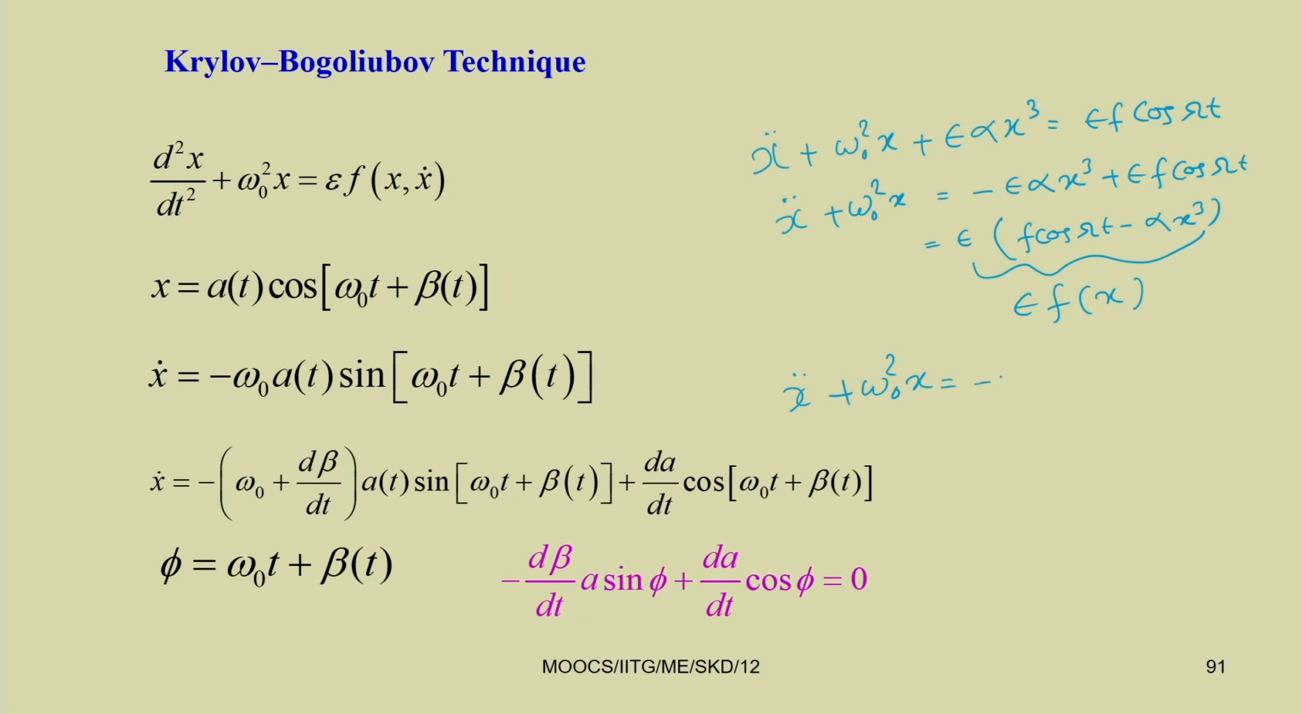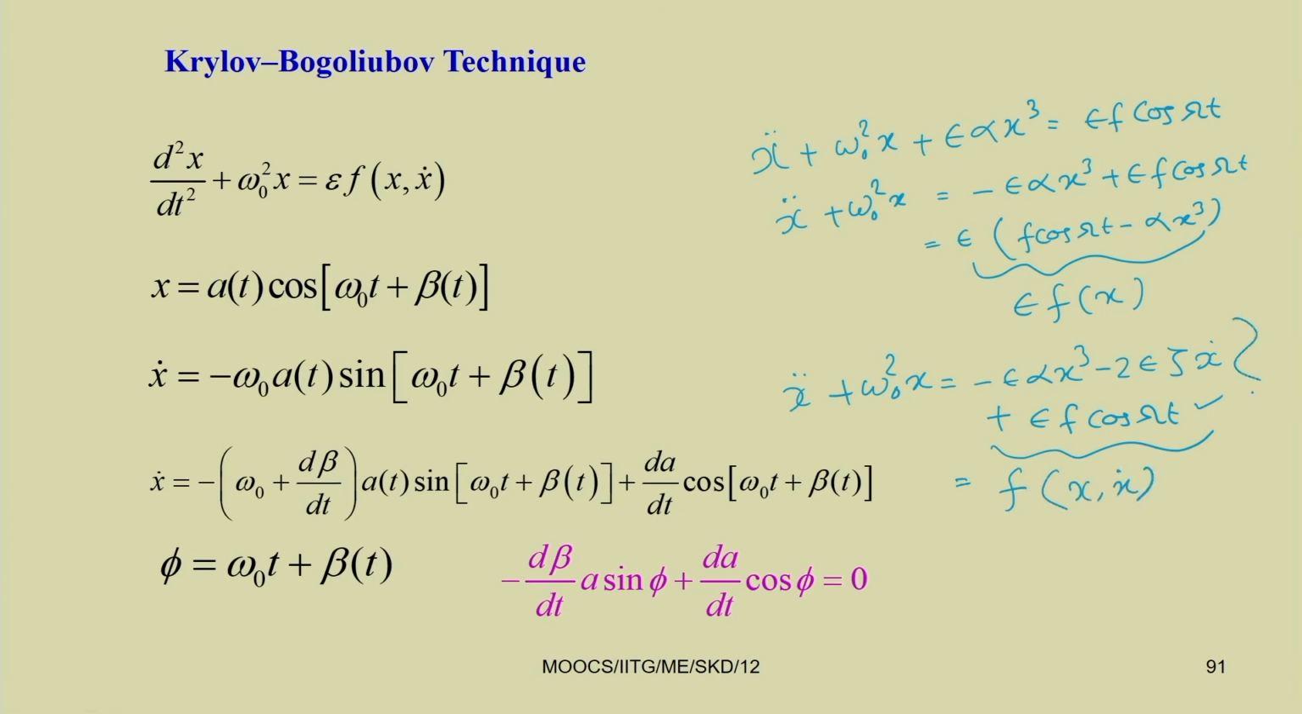In that case it will be minus epsilon alpha x cube minus 2 epsilon zeta x dot, generally it is written as 2 epsilon zeta x dot. Taking this damping term to the right hand side, one can conveniently write down this equation, plus epsilon f cos omega t. So this whole term, you can see, is a function of x, x dot and this periodic term. So it can be written as a function of f, a function of x and x dot.